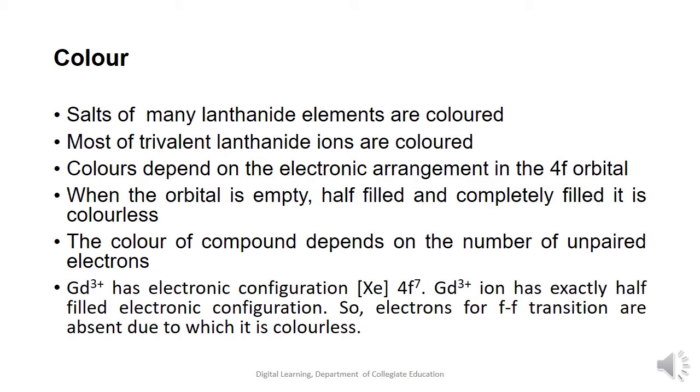When we consider the ion gadolinium 3+, it is found to have an electronic configuration of xenon 4f7. The Gd3+ ion has exactly a half-filled configuration, that is, it has f7 configuration. So, the electrons for f-f transitions are absent, due to which this ion is found to be colorless.